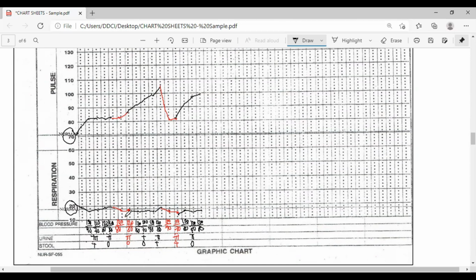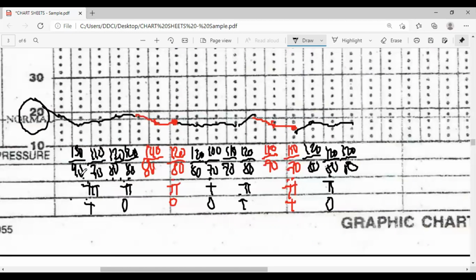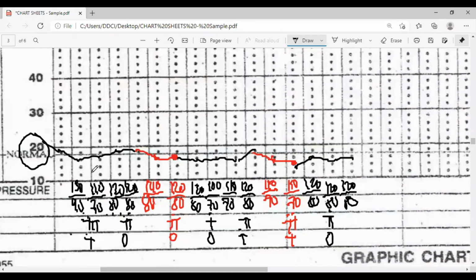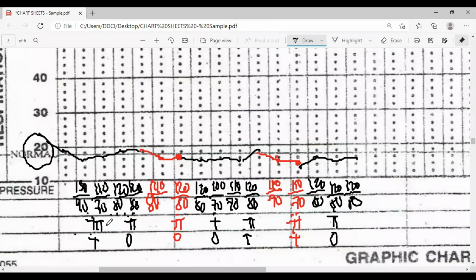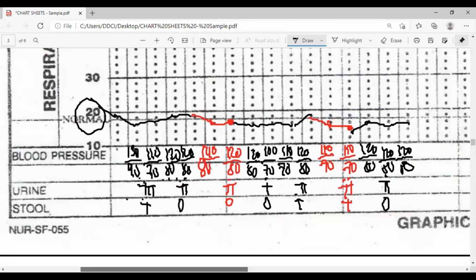Okay, and then for the blood pressure, as you can see here, you have to write down each blood pressure at the designated timeline. So we have 8, 12, 4 p.m., then 8 p.m., then for the night shift you have your red colored ones. Okay, then you have your urine and stool at every end of the shift. So you can use Roman numeral or numerical number, depending upon the institution's or your station's preference.